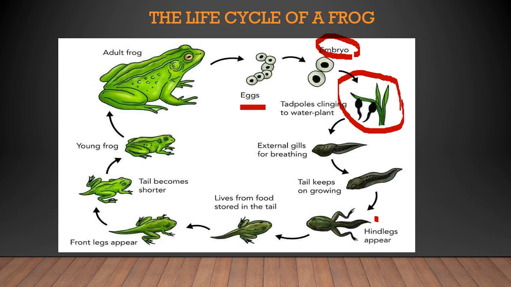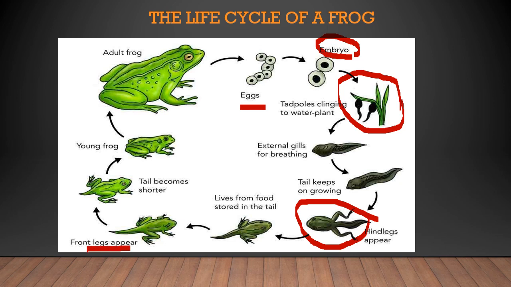You can see here clearly hind legs appear. It still has a tail. It lives from food stored in the tail. The food will be stored in the tail, so it will start feeding on its own tail. Then the front leg appears.